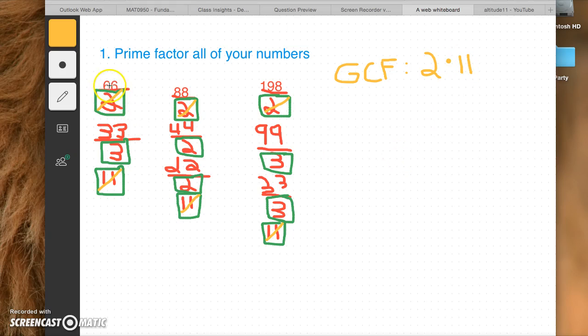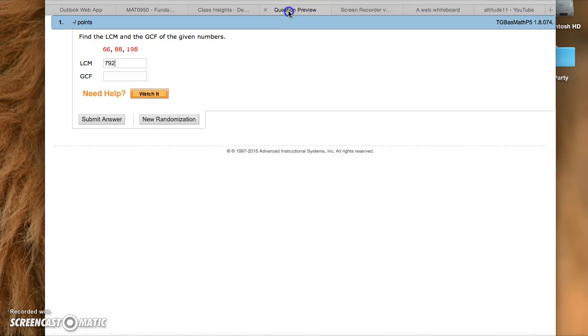All right, and notice that we have already exhausted all of the prime factors of 66. The 2 we were able to find in our other two values. The 3, although a prime factor of 198, is not a prime factor of 88. And then the 11 was a prime factor found in all three numbers. Our very last step, guys, is just going to be to multiply or find the product of these common prime factors. 2 times 11, which is 22. So this is our final answer. That is the GCF.